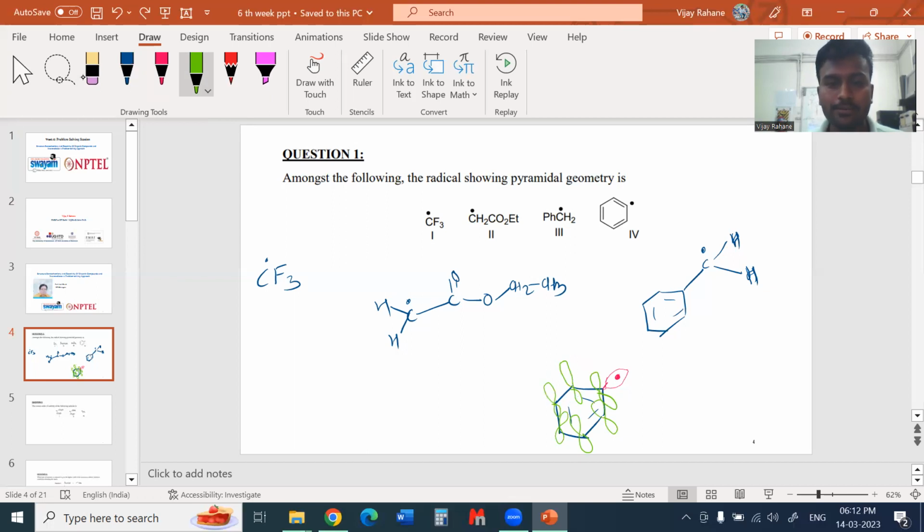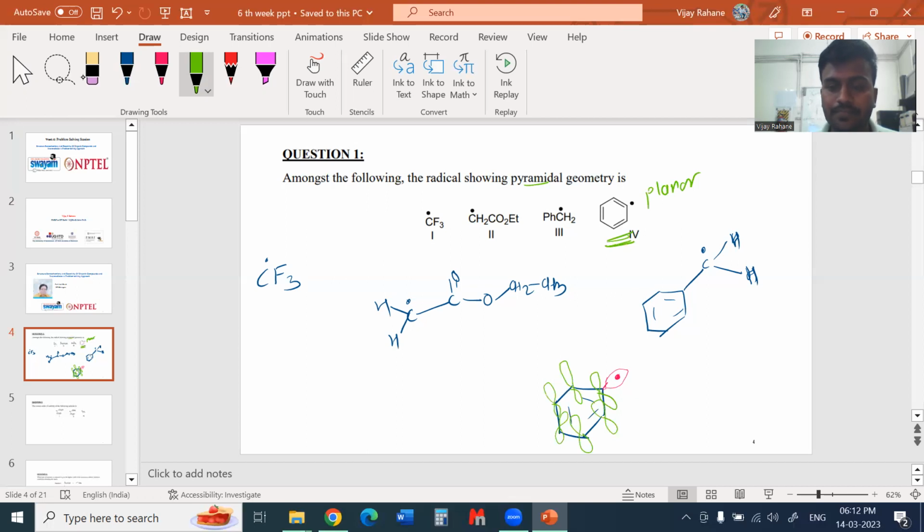So here we'll eliminate the possibilities one by one. We'll first look at the phenyl radical. If you see, this is a planar geometry, not pyramidal. So this option is eliminated.